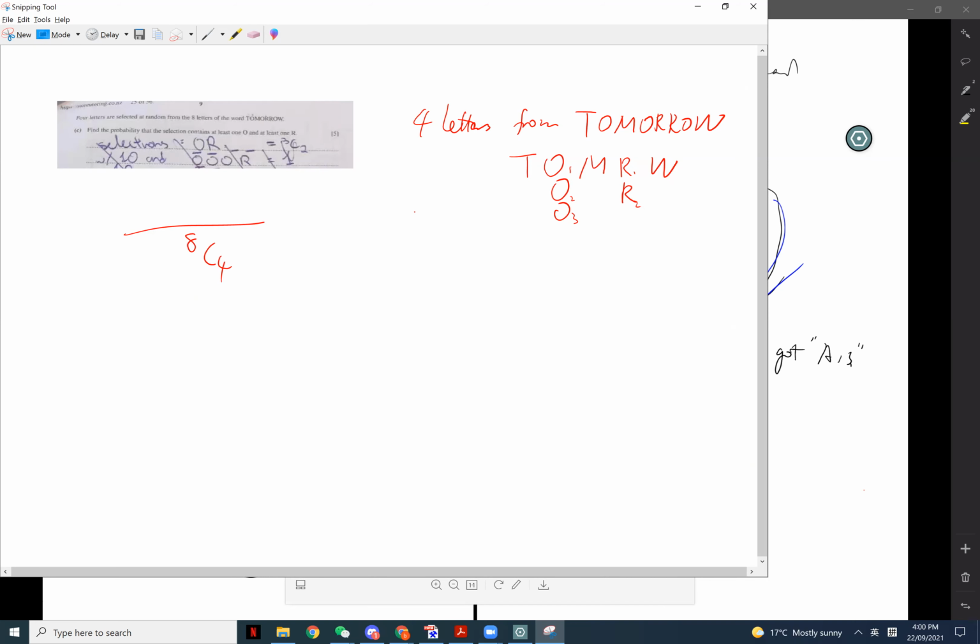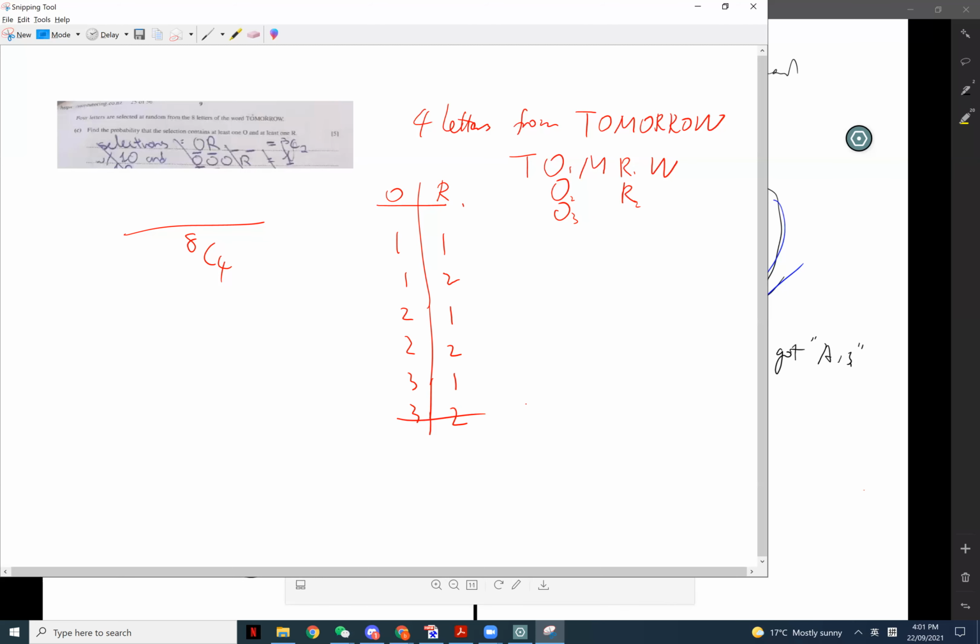So many cases about numerator. 1O 1R, 1O 2R, 2O 1R, 2O 2R, 3O 1R, 3O 2R. Oh, we cannot have 3O 2R because in total we just choose 4 out. No, this case.